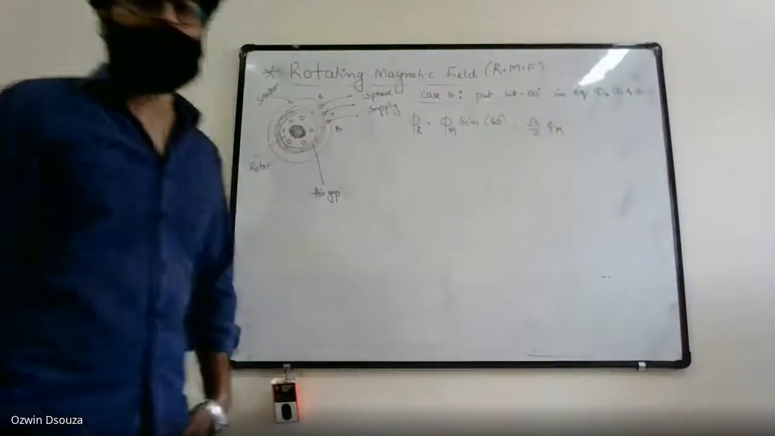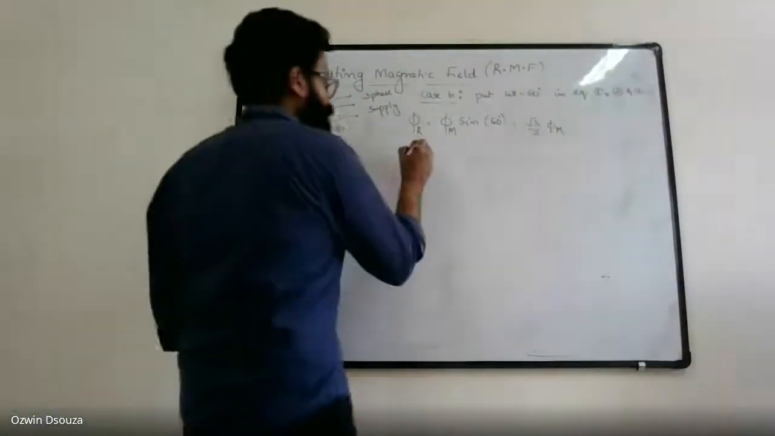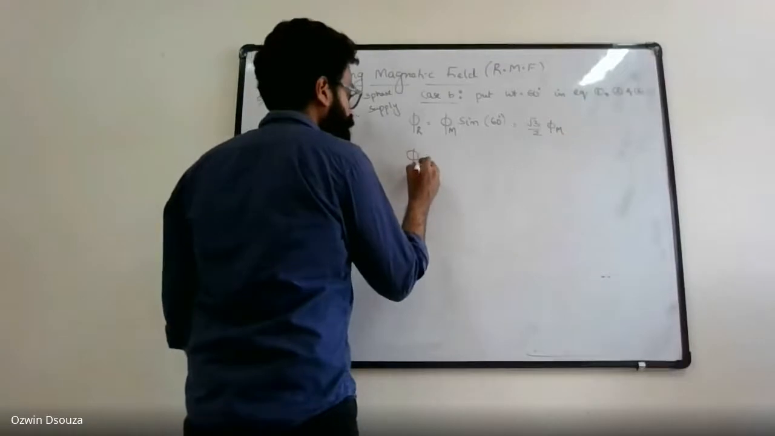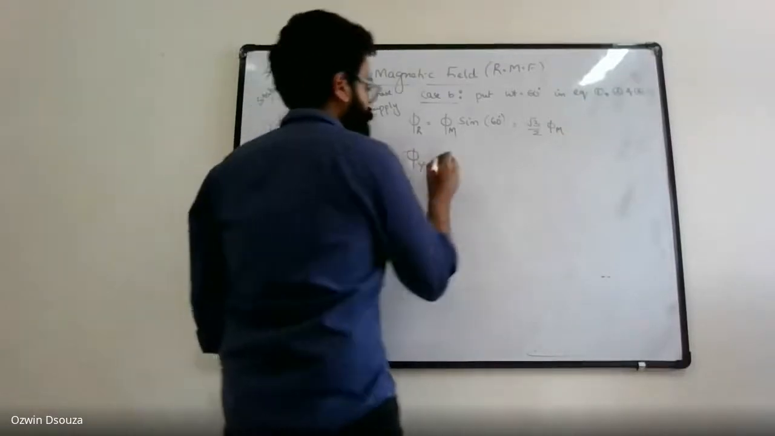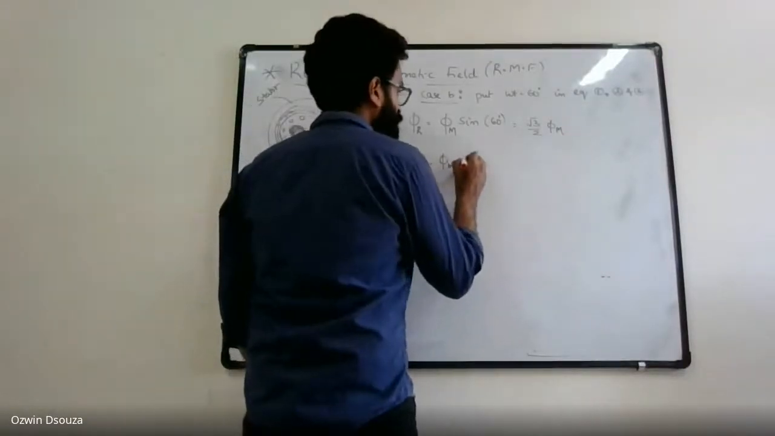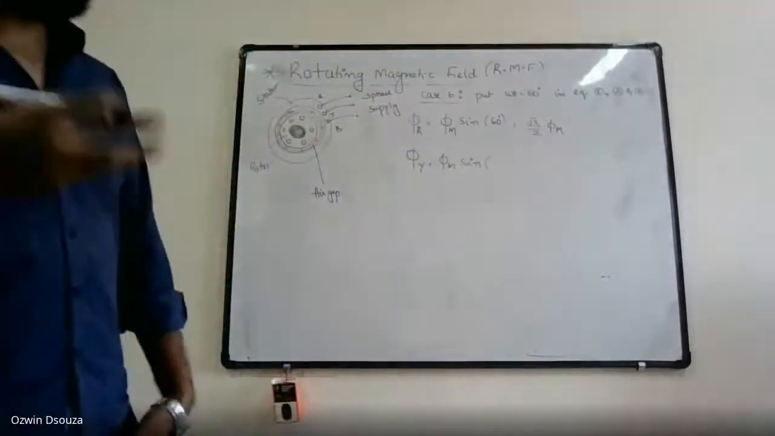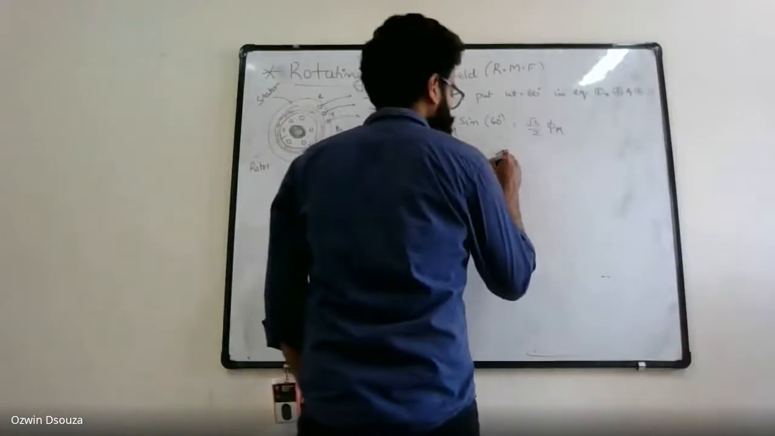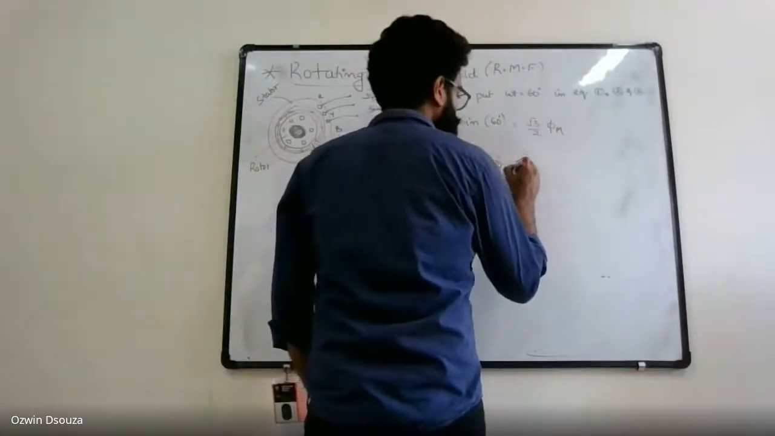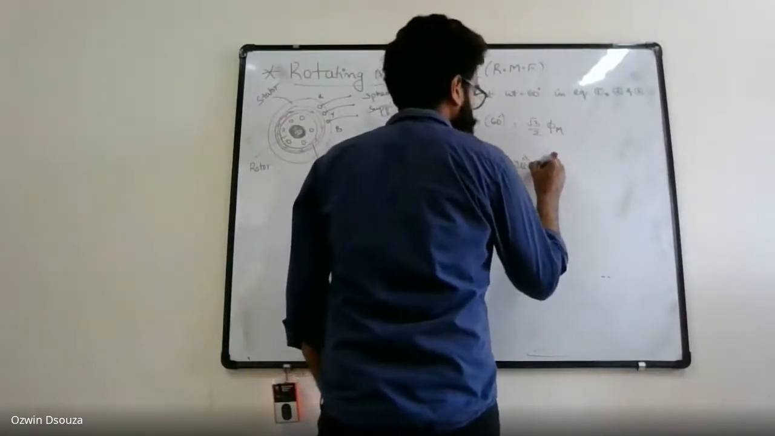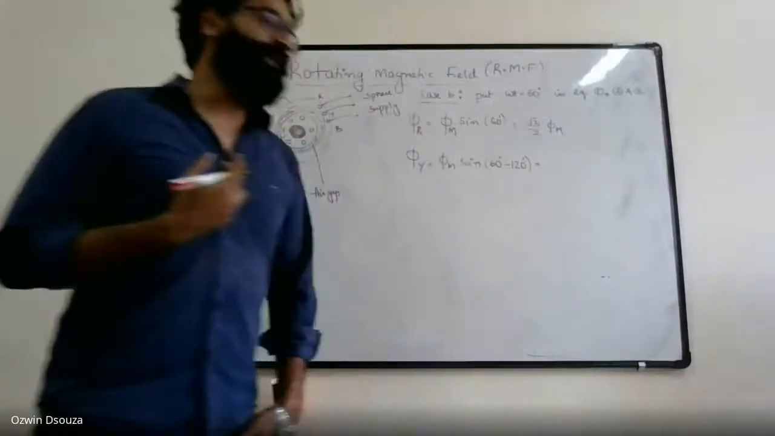Fine. Next you have phi y. Phi y is equal to phi m sine of omega t minus 120 degrees. So it is 60 minus 120 degrees. So that's sine of minus 60.